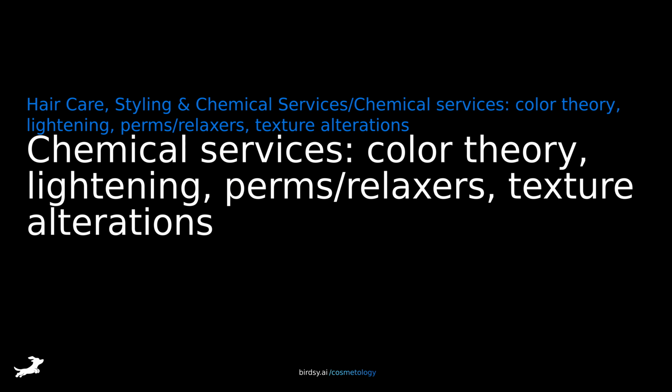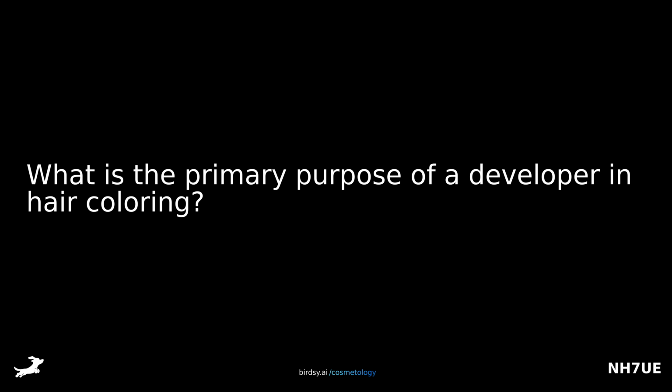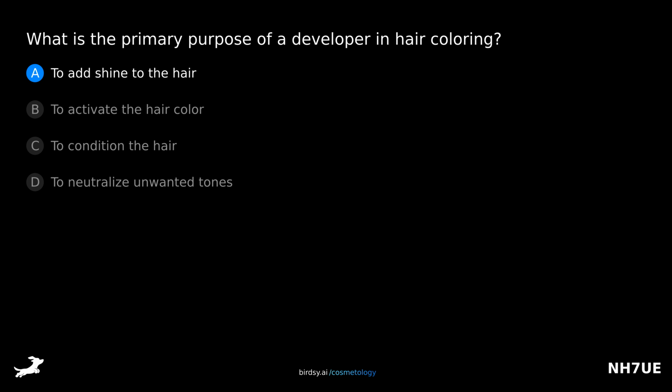Chemical services: color theory, lightening, perms, relaxers, texture alterations. What is the primary purpose of a developer in hair coloring? Is it A, to add shine to the hair? B, to activate the hair color? C, to condition the hair? Or D, to neutralize unwanted tones? The answer is B, to activate the hair color.